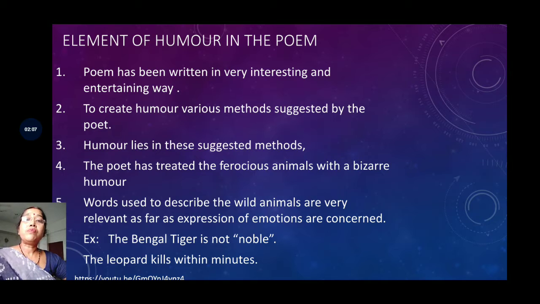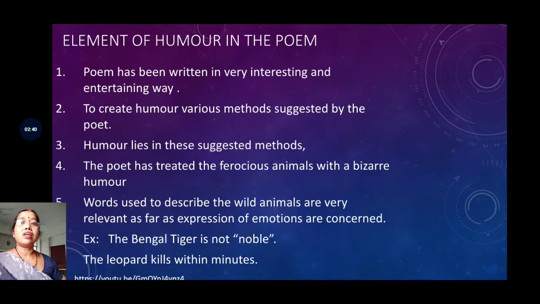Now these points are that this poem has been written in a very interesting and entertaining way. To create humor, various methods have been suggested by the poet. Humor lies in these suggested methods. The poet has treated the ferocious animals with a bizarre humor. The words that the poet has used to describe the wild animals are very relevant as far as expression of emotions is concerned. We can take one example of the Bengal tiger.